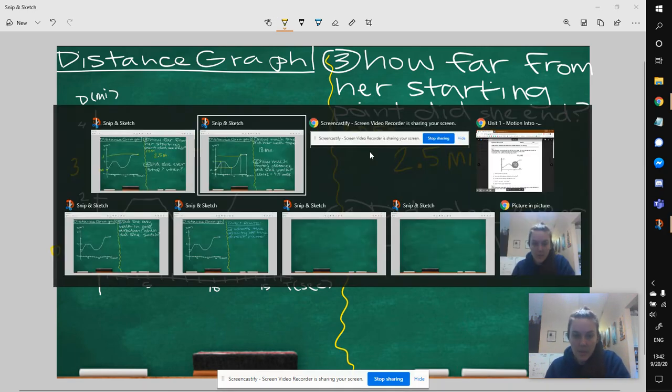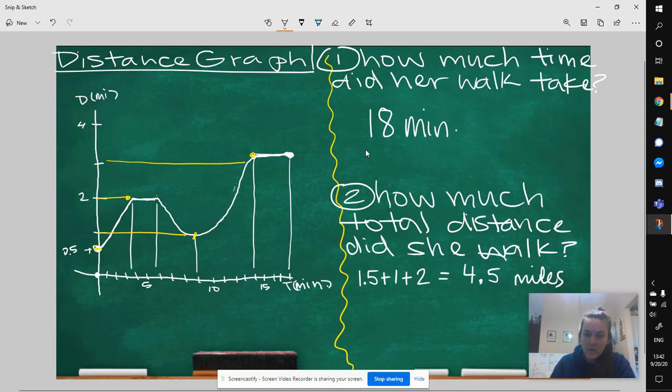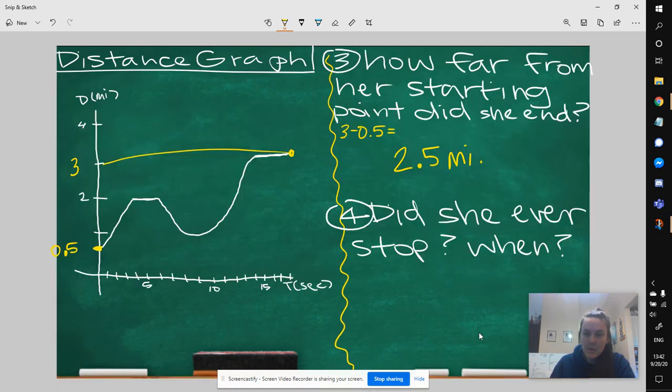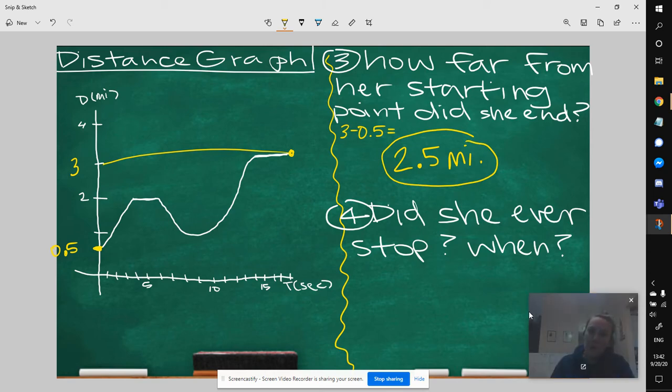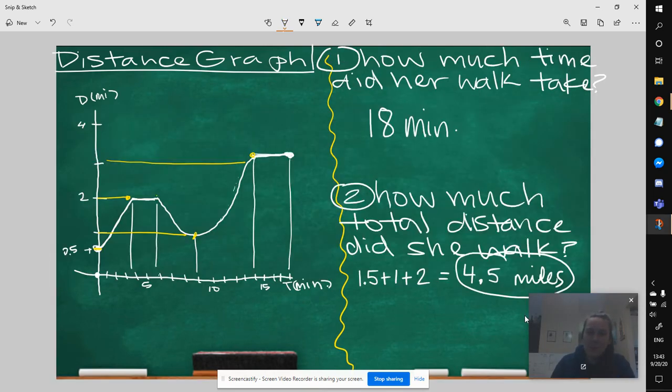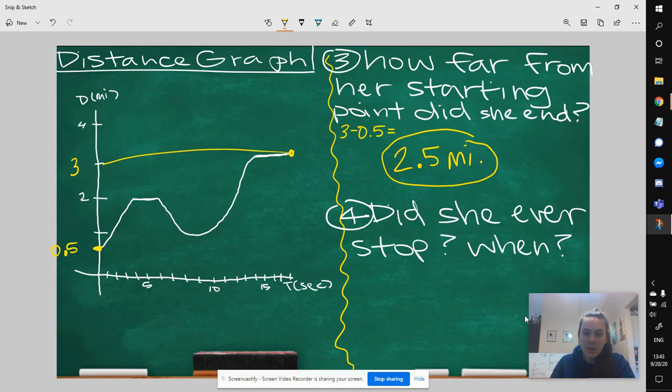And you might say, Miss Johnson, what? You walked 4.5 miles, but you ended 2.5 miles away from your starting point. It's because I turned around at some point, right? My Fitbit is going to say that I walked 4.5 miles. Someone who saw where I started and ended is going to say you only changed your position by 2.5 miles, which is true.